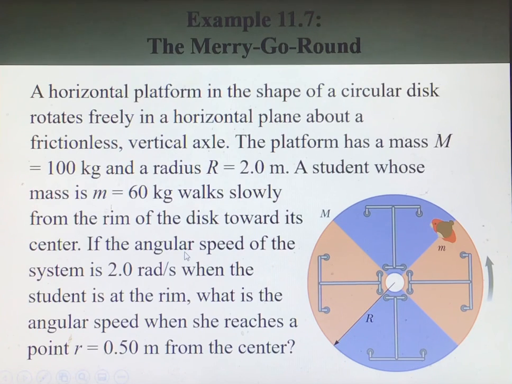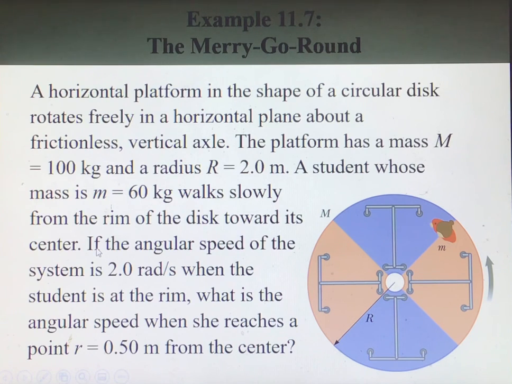Now let's look at one final example here. This is example number 11.7, and in this example we're going to look at the merry-go-round. We have a horizontal platform in the shape of a circular disc, and this is going to rotate freely in a horizontal plane about a frictionless vertical axle. The platform has a mass of m equals 100 kilograms and a radius of 2.0 meters. We have a student who has a mass of 60 kilograms that is going to walk slowly from the rim of the disc towards its center.